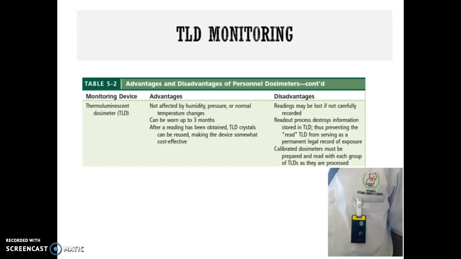It is also mentioned that the TLD badge can be worn up to 3 months. After that time period, there may be a loss in stored information, so that's why it's important to hand it in on time. Another advantage is that the TLD crystals can be reused, which makes it somewhat cost effective. The disadvantages, on the other hand, is that readings may be lost if it's not carefully recorded or if it's not calibrated regularly.